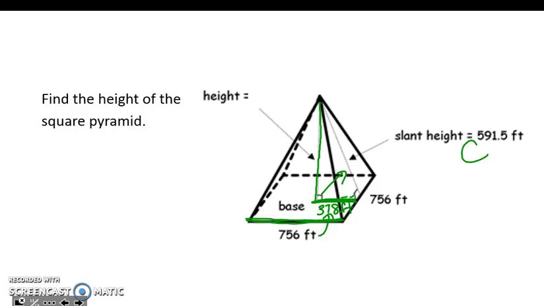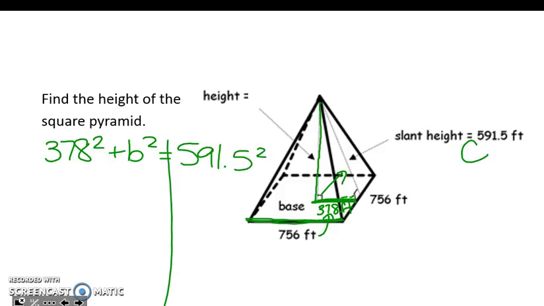So in this case, I have one leg and I had the slant height, so I have the hypotenuse. So I need to be solving for the other leg for this problem. So I plug in what I know and solve for what I don't know. Okay, so go ahead and do that now.